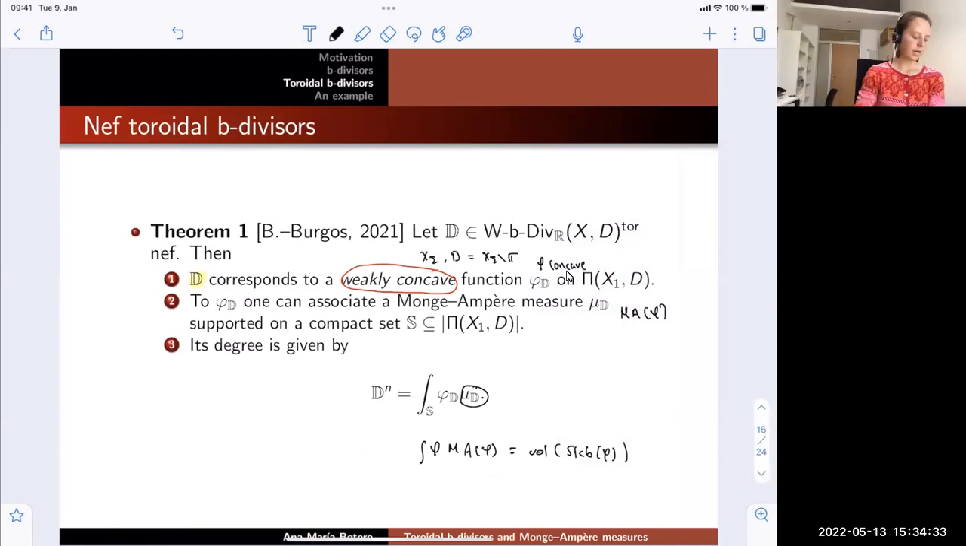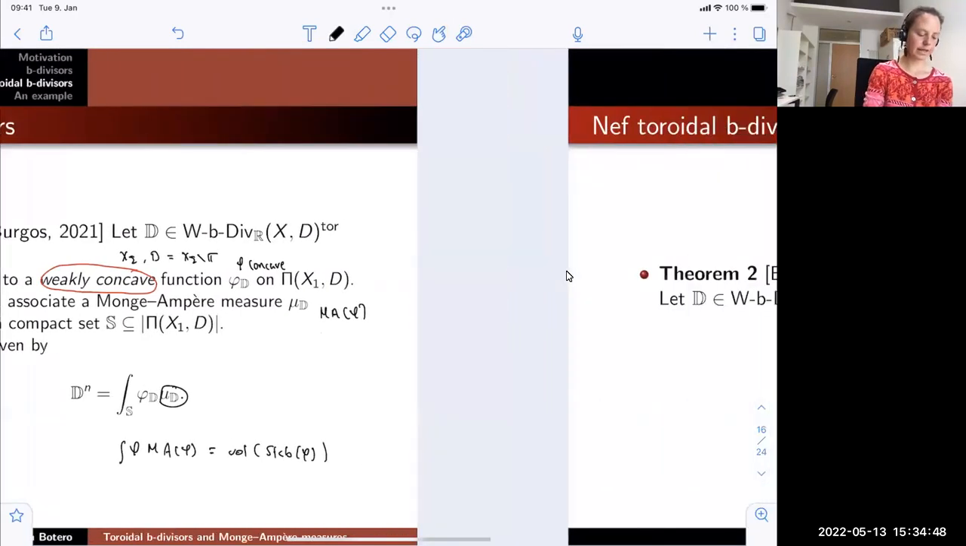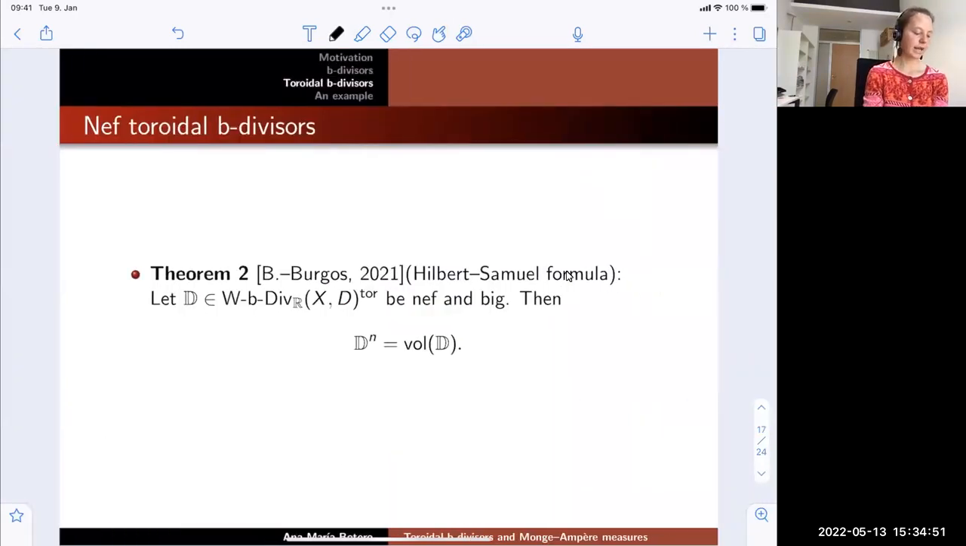So the statement is that you can compute this degree in terms of these Monge-Ampère measures, generalizing the classical Monge-Ampère measure associated to a concave function. And then the other thing is that we also have a Hilbert-Samuel formula. If we start with a toroidal b-divisor which is nef and big, I will come maybe to big later, then your degree can be calculated in terms of the volume.